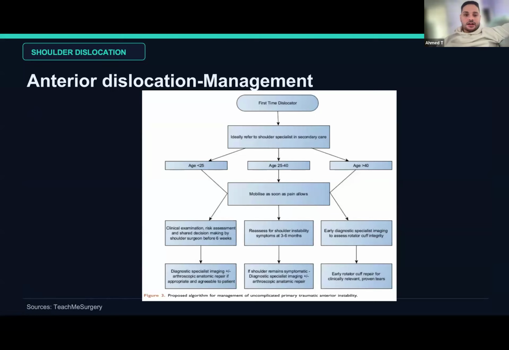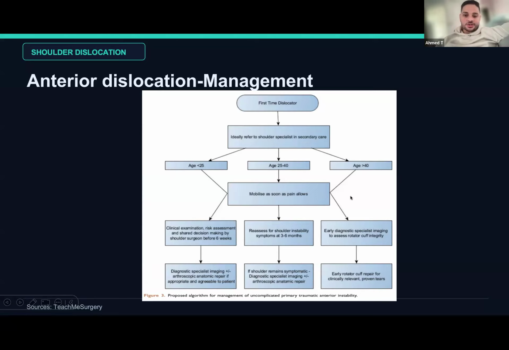This is a very nice algorithm for post management of first time dislocators by the British Elbow and Shoulder Society. It basically says that if the patient is less than 25 years, there is a very high incidence of redislocation. So in 6 weeks, you get an MRI and investigation, you consider repair. 25 to 40 years, you assess them after 6 months and see if they're symptomatic, you can proceed with further imaging.